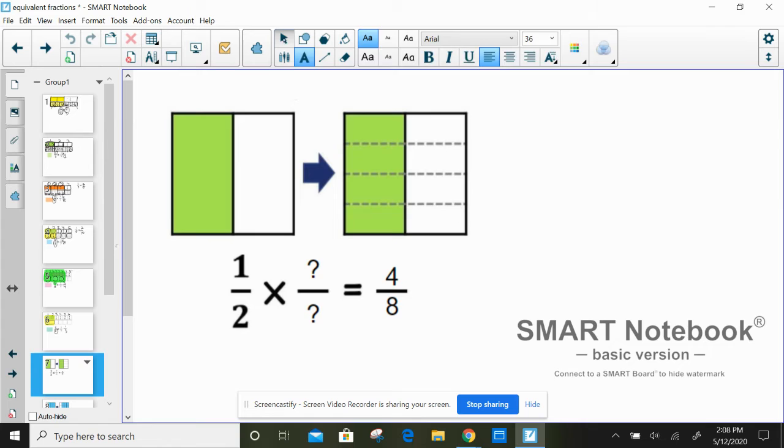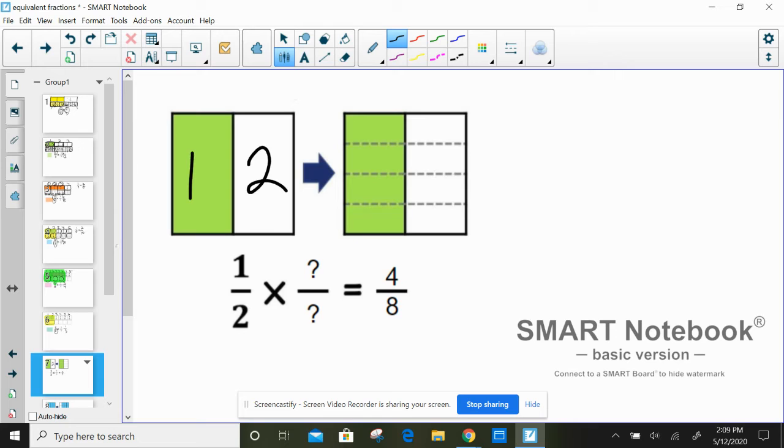Now this one's a little different. We're switching gears mentally just a bit here. So see here we have 2 pieces. We have 2 total pieces, and look, 1 of those pieces is shaded.